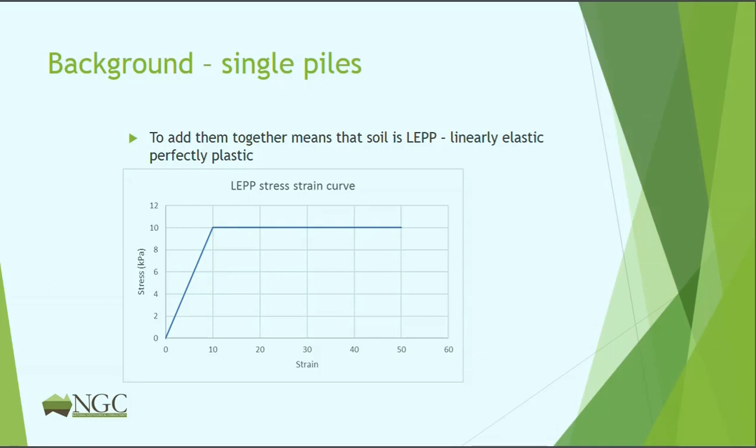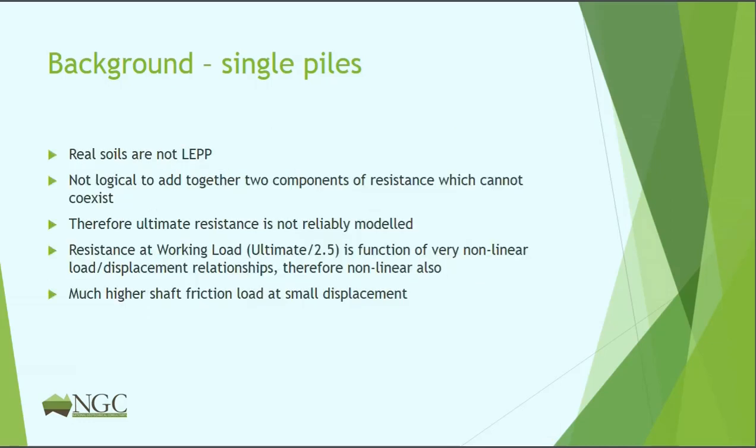Of course, if the soil is linear elastic, perfectly plastic, and behaves something like this, we probably can add them together. But does soil behave like that? Does steel behave like that? I mean, what materials actually have linear elastic, perfectly plastic behavior? I don't think there are any. So is it logical to add together two components of resistance, a maximum end bearing and a maximum shaft friction, which actually cannot coexist? I don't think it is. And therefore, we're not reliably modeling this ultimate resistance.